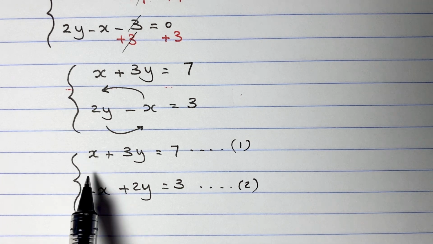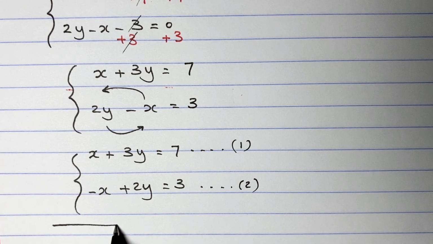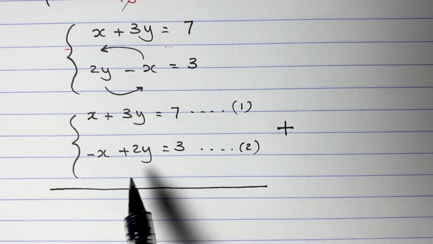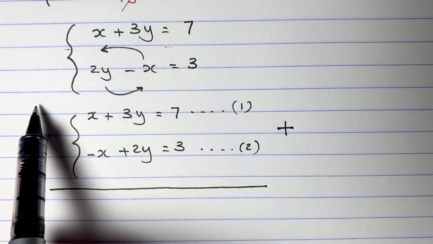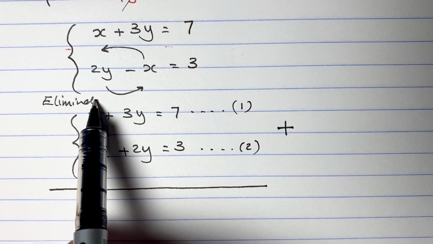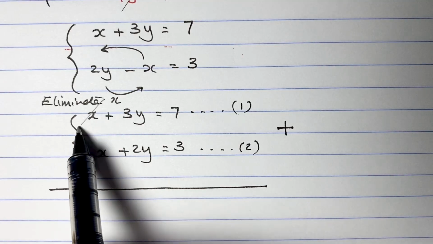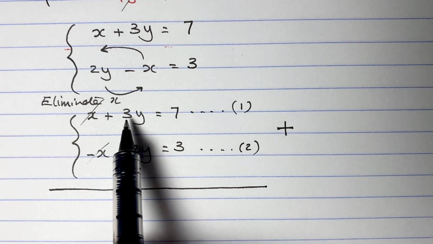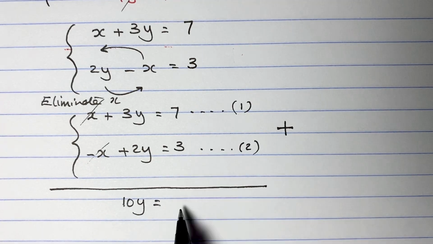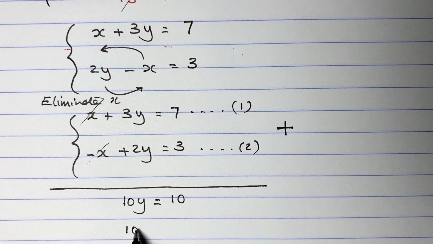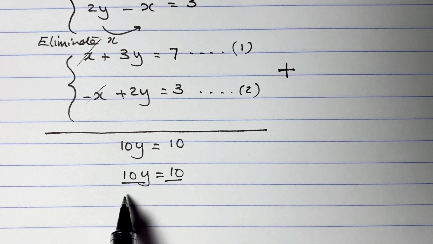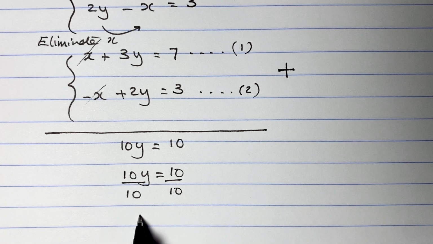Eliminate x by adding. Here I just mentioned eliminate x. By adding, plus x and minus x is gone. 3y plus 2y, that's 10y, equals 10. Divide both sides by 10. So y equals 1.